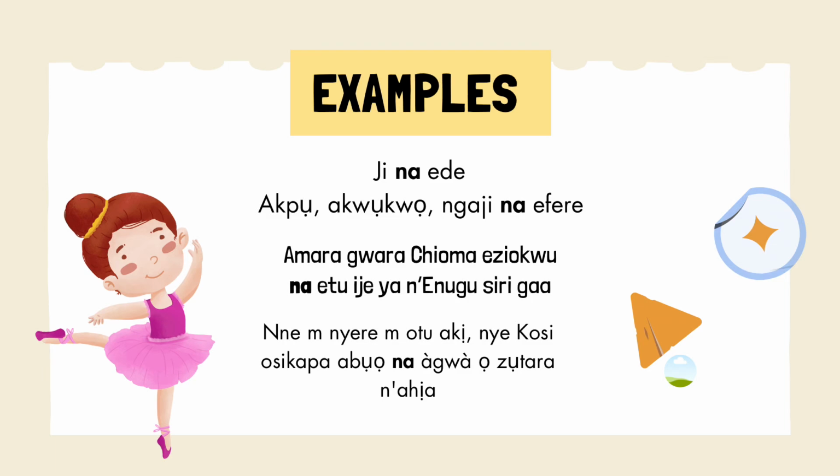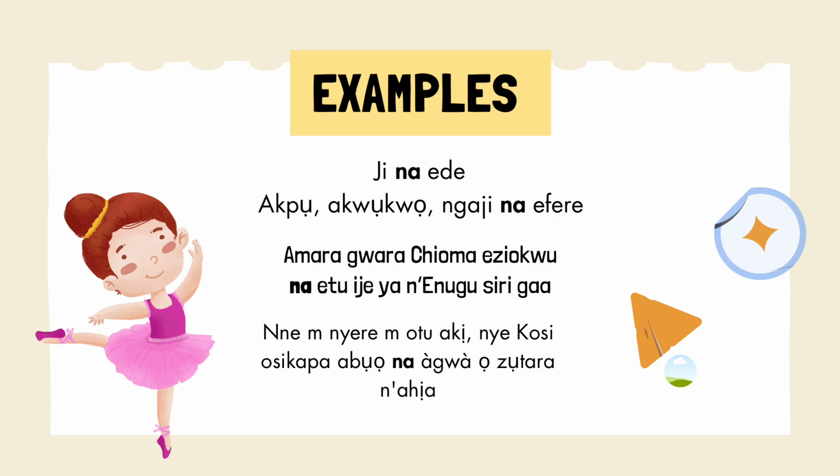Ji na ede. Now you can see that na is sitting pretty in between ji na ede. So it's yam and cocoyam. Ji is yam, ede is cocoyam. The next one is akwụkwọ, akpụ, ngaji, n'efere. So na is joining these four words. Akpụ, which is cassava, akwụkwọ, book, ngaji, spoon, and efere, which is plate.